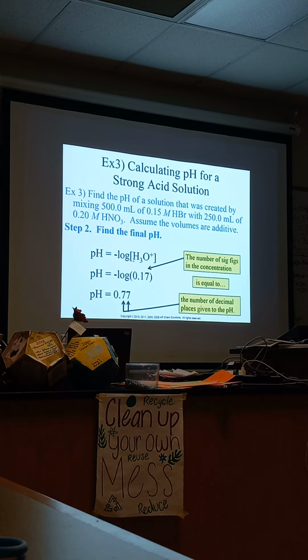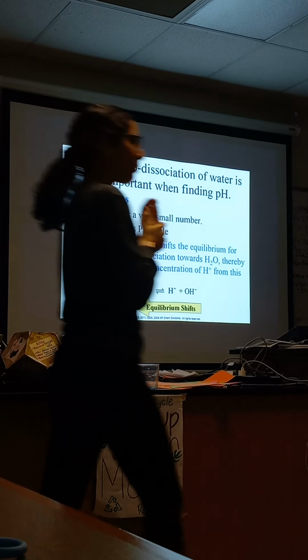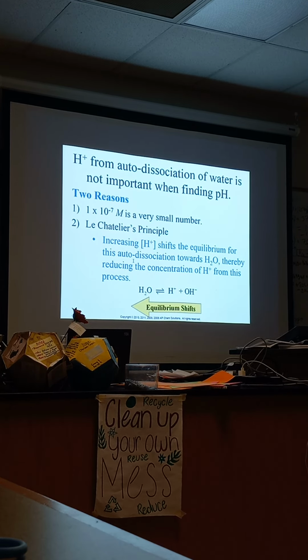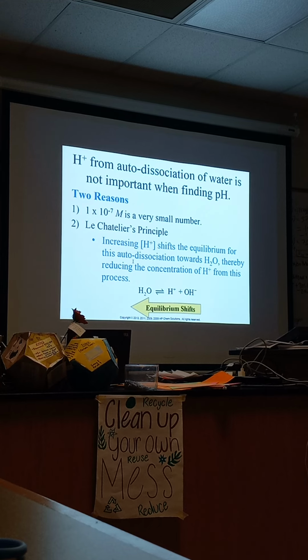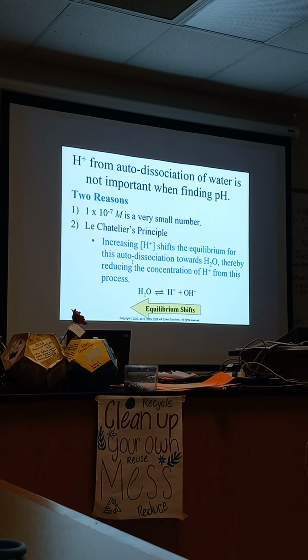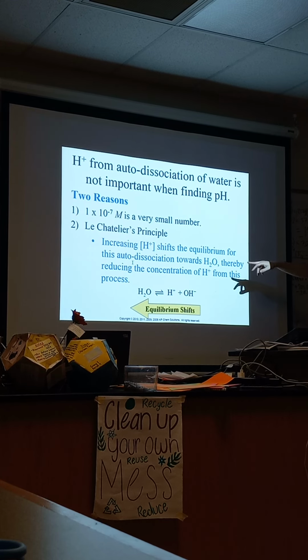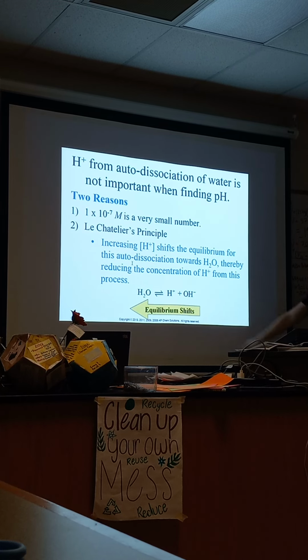So in terms of our steps and all that, a problem like this is really straightforward. So let's look at the H plus from the auto dissociation of water. It's not going to be important when finding the pH, and there's two reasons for this. First off, 10 to the negative 7, which is what they are as a baseline for the OH and the H3O plus, is a very small number. And Le Chatelier's principle says that when you increase the H plus concentration, it'll shift the equilibrium for this auto dissociation towards H2O, thereby reducing the concentration of H plus from this process.